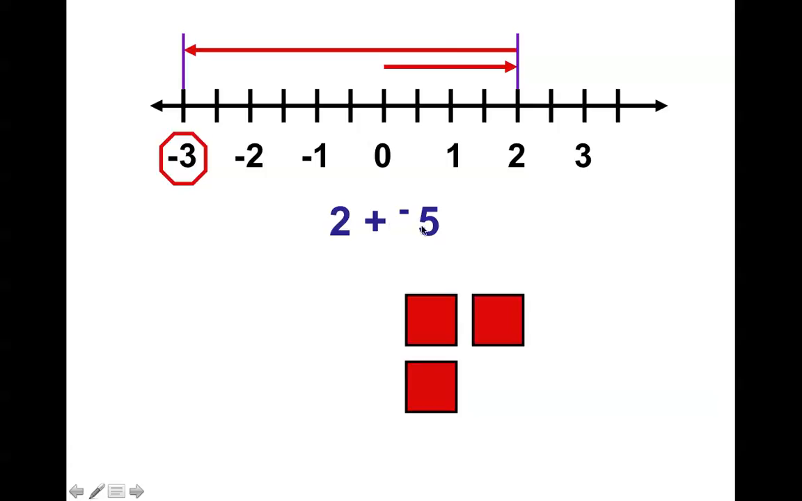What we're hoping people notice is that if you have a positive number and a negative number, you need to subtract these two numbers because 5 minus 2 is 3, and since there were more negative blocks, that means the answer is negative.